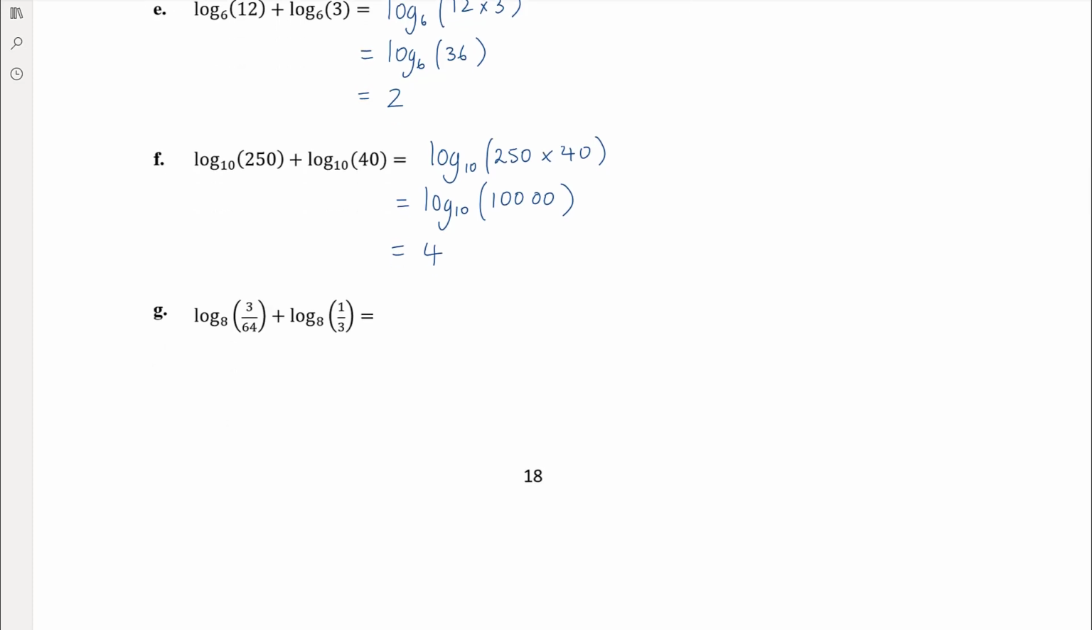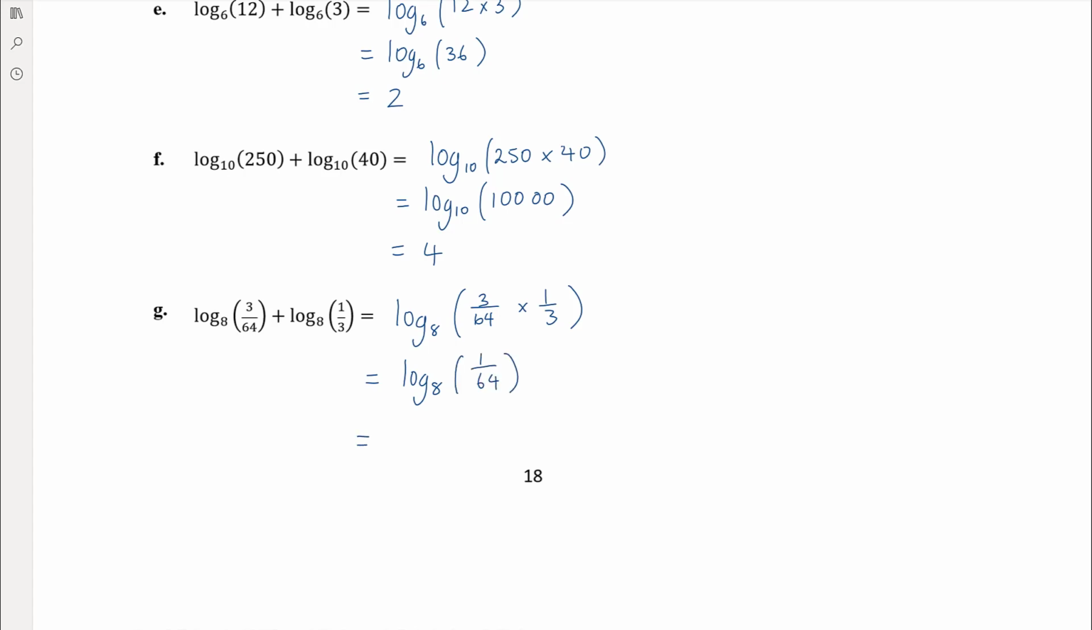Log base 8 of 3 on 64 plus log base 8 of 1 on 3. Again, we can't work out those separate logs, but we can use our log laws to combine them together. So log base 8 of 3 on 64 multiplied by 1/3. Simplifying those fractions, don't do 3 times 64. The 3's cancel out, and this is 1 on 64.